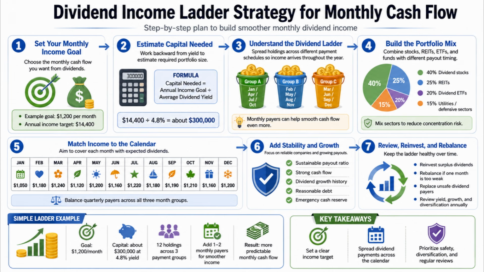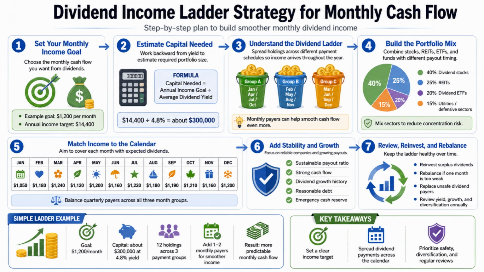After that, understand how the dividend ladder works. Most dividend-paying companies distribute income every 3 months, but they do not all pay during the same months. Therefore, the portfolio can be divided into 3 payment groups. Group A may contain investments that pay in January, April, July, and October. Group B may contain investments that pay in February, May, August, and November. Meanwhile, Group C may include investments that pay in March, June, September, and December. By combining all 3 groups, investors can create dividend income during every month of the year.